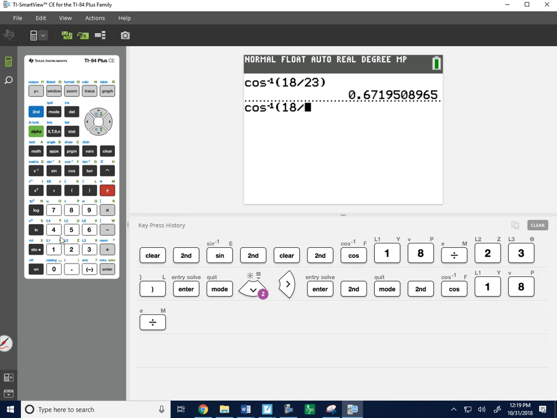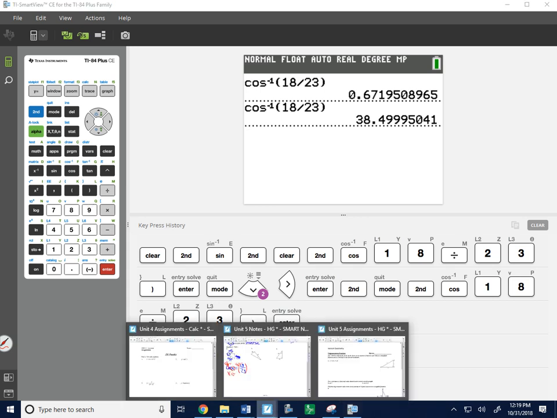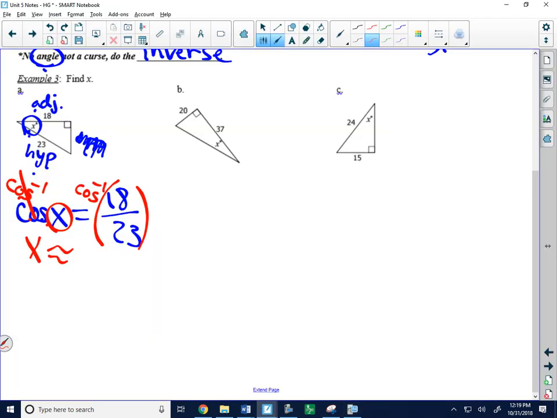So did you guys get, what is it? I got 38.5. Any problem I give on a quiz or test will tell you what to round to. So let's do the nearest tenth: 38.5.